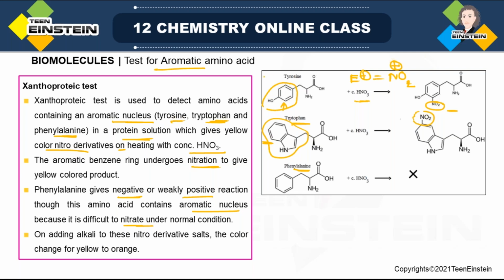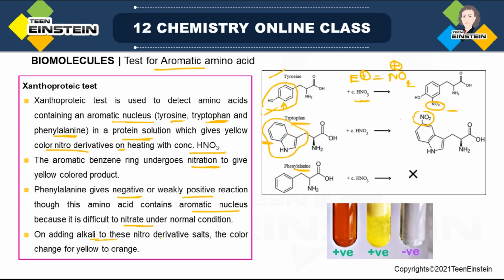So specifically for tyrosine and tryptophan, if these types of side chains are present, this test will be positive. And after formation of this nitro compound, if you do one extra step, which is addition of alkali, then the color will deepen, changing from yellow to orange. So see, this is the color change.